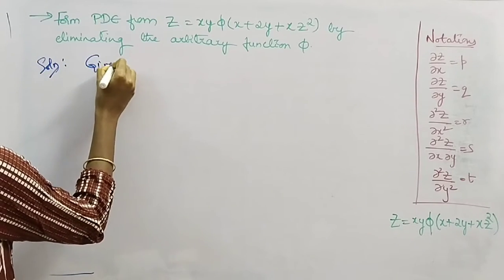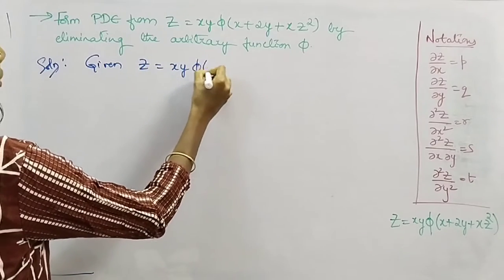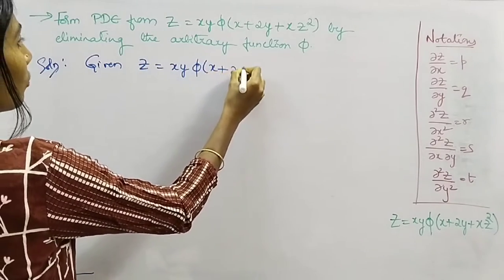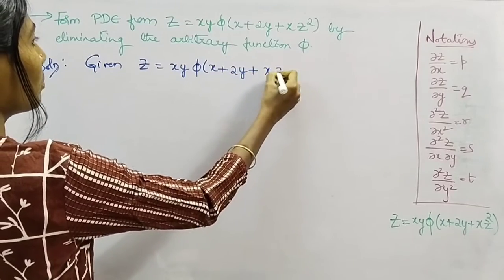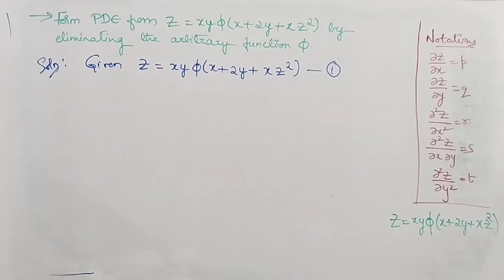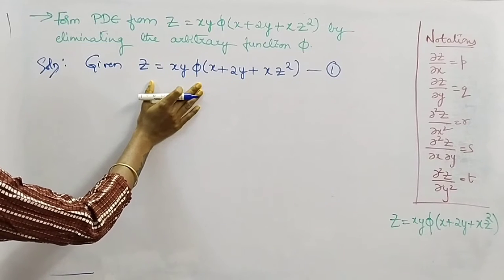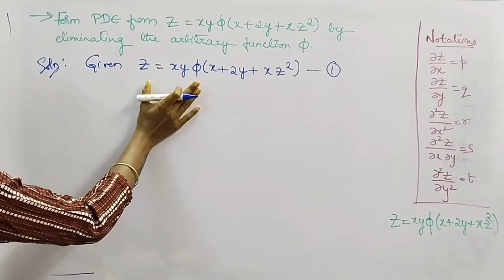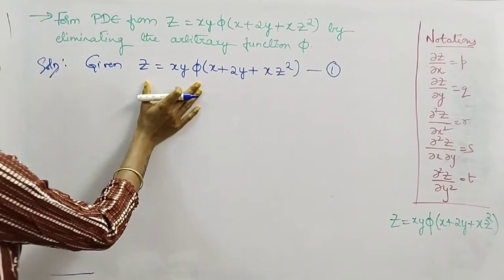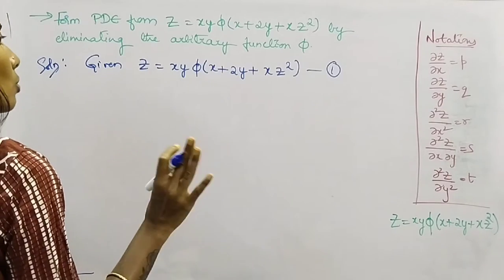Given z equal to xy into phi of x plus 2y plus xz square, right? Consider this as equation number 1. Now we'll partially differentiate it with respect to x and also with respect to y. Firstly, we'll partially differentiate with respect to x. While partially differentiating with respect to x, we'll treat y as constant, okay?